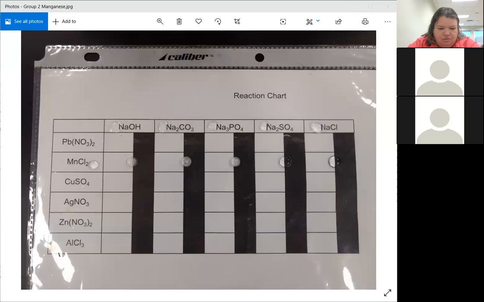Let me go back to the instructions, make sure I'm not missing anything here. Okay. So yeah, pick an ionic solid, the health effect, the cost. Those are the 3 things that you need to produce. Okay. So does that help?